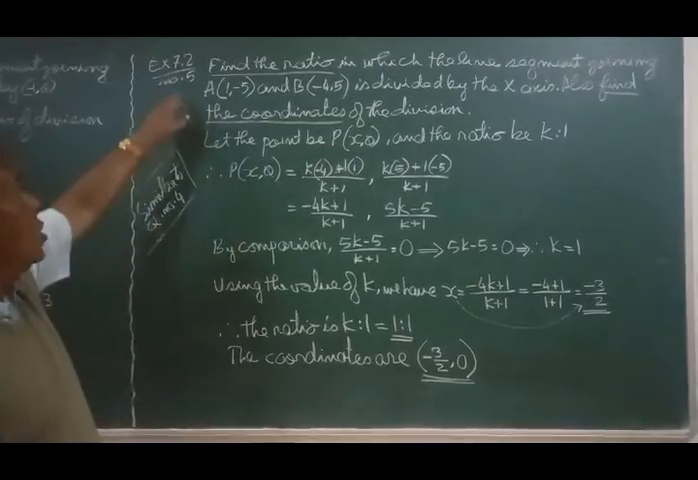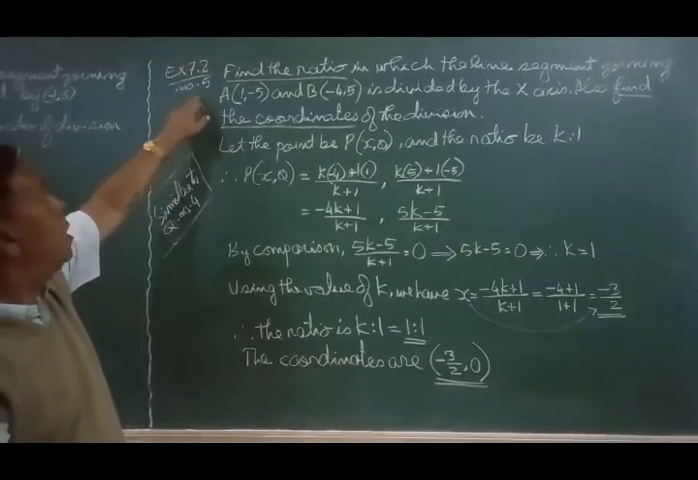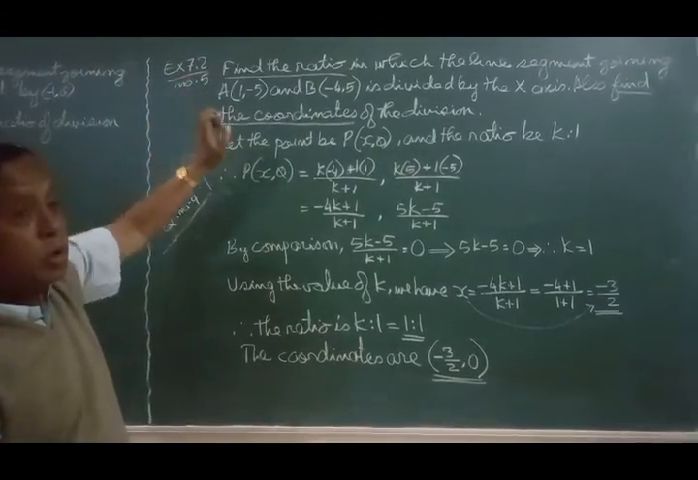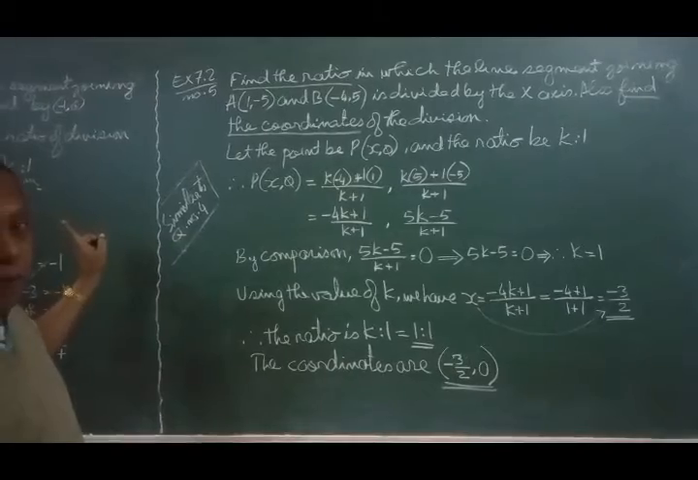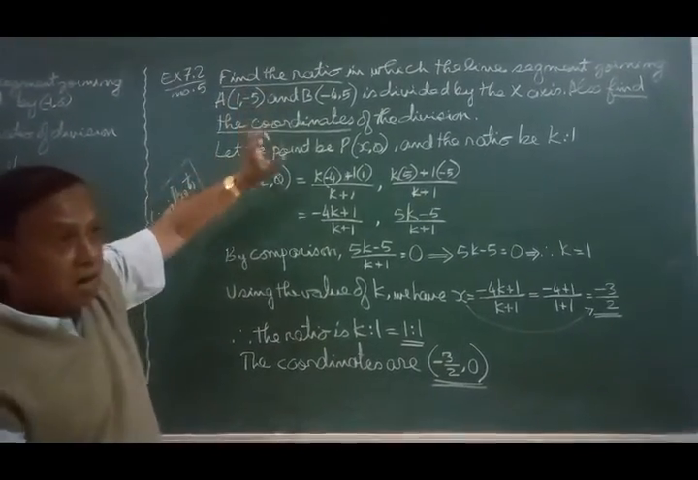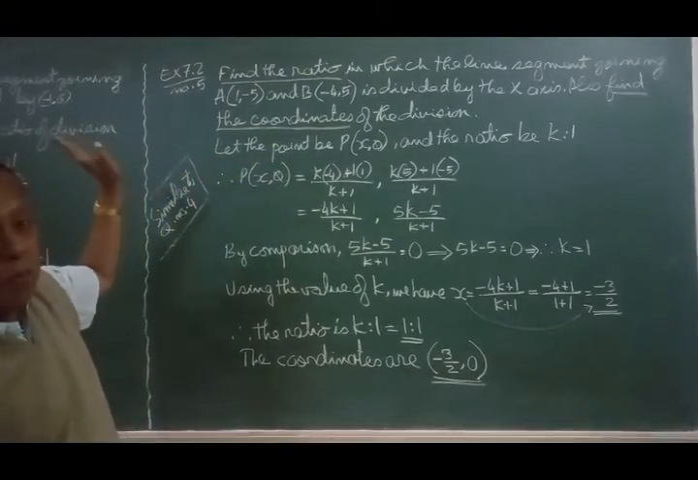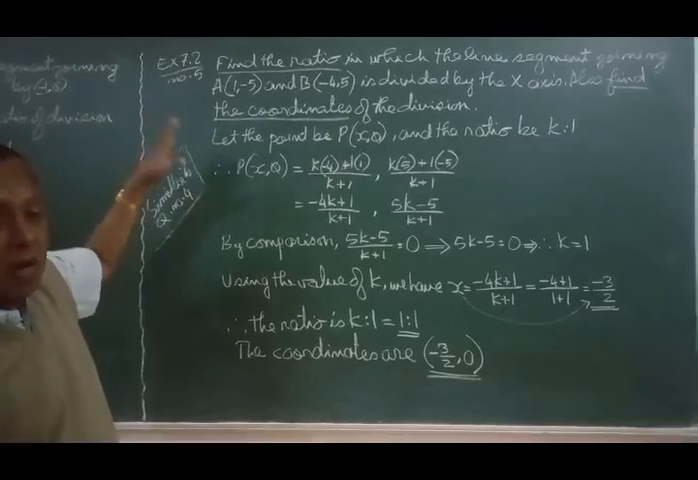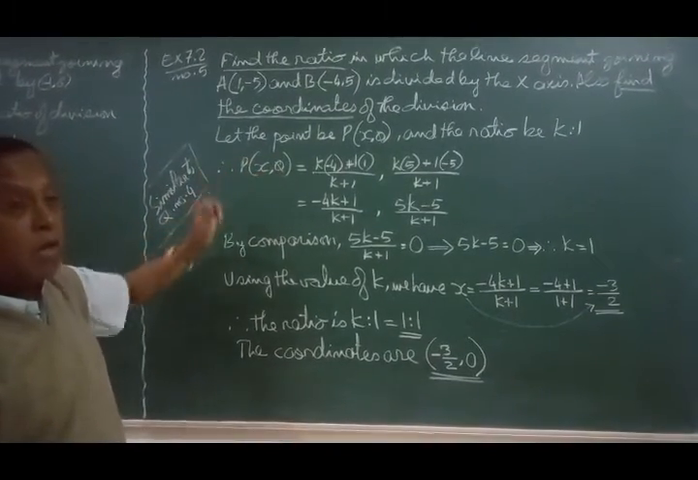We shall now tackle question number 5 of exercise 7.2, which is very similar to question number 4. The similarity is find the ratio. In addition, find also the coordinates. In question number 4, coordinates are given. In question number 5, coordinates are not given, but we are asked to find them.